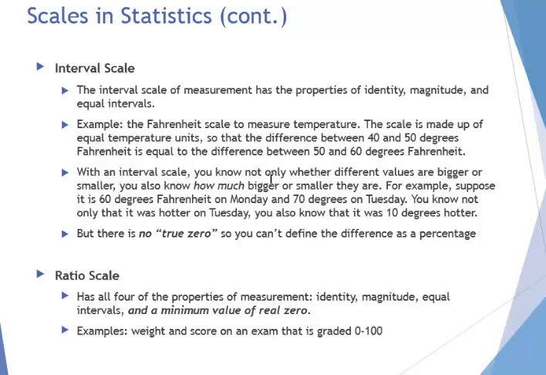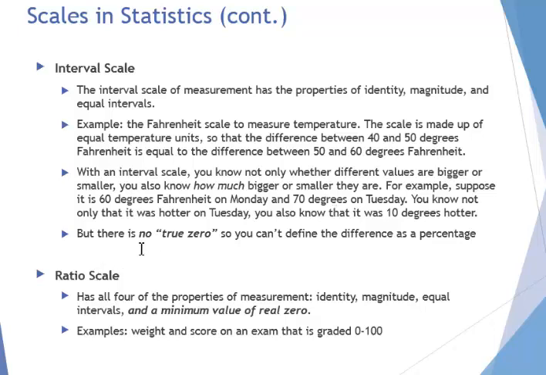With the interval scale, you know not only whether the values are bigger or smaller, you know how much bigger they are. If it was 60 degrees on Monday and 70 degrees on Tuesday, you know not only that it was hotter on Tuesday, but you also know that it was 10 degrees hotter. And then if it's 80 degrees on Wednesday, you know it was another 10 degrees hotter. The difference between the temperature on Monday and Tuesday is the same as the difference between Tuesday and Wednesday. But there's no real true proportionate relationship.